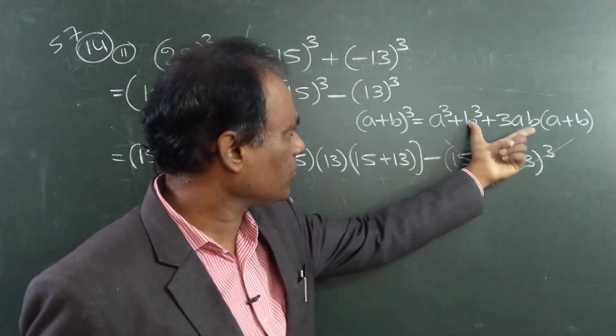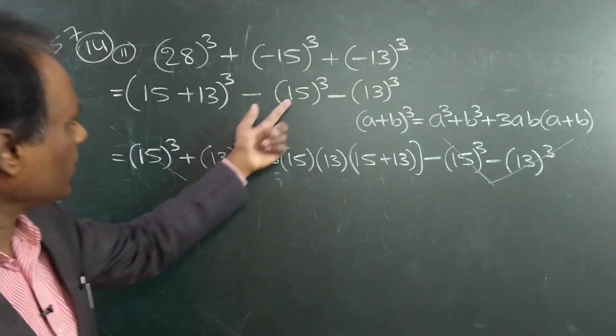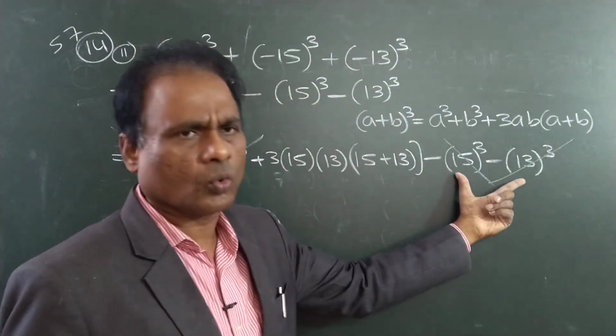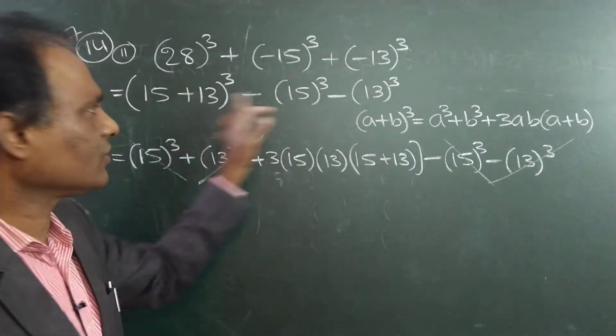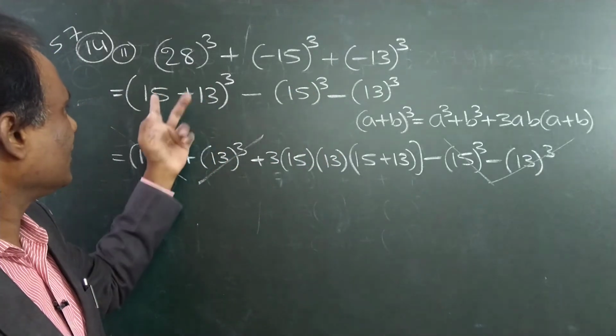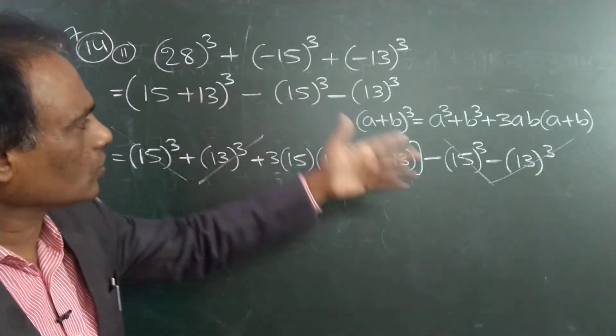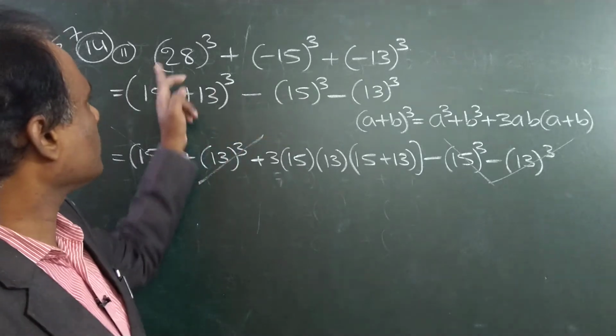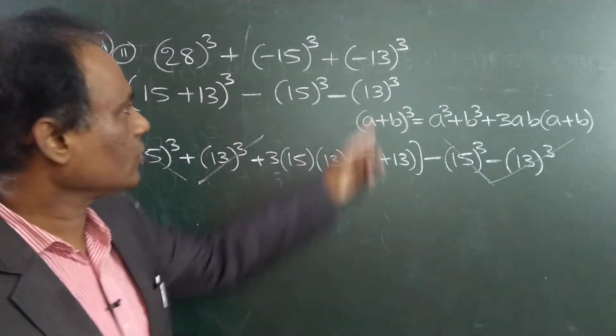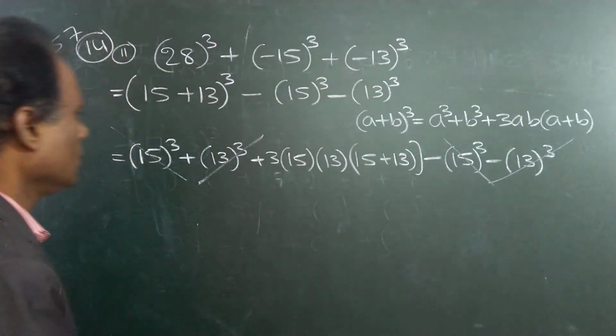Same, I applied the A plus B whole cube formula for this. The remaining two I wrote the same. Only one you have to change. All three don't change, only one I changed. Remaining two same. Or you change this, keep these two same.